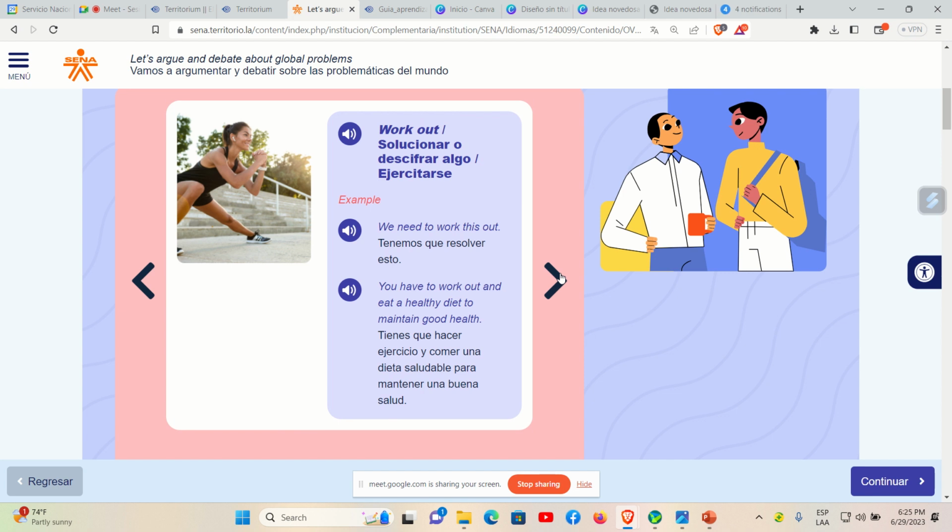Solucionar o solucionar o descifrar algo y también es para ejercitarse. So we need to work this out. Tenemos que resolver esto. We need to work this out. You have to work out and eat a healthy diet to maintain good health. Es para hacer ejercicio también.